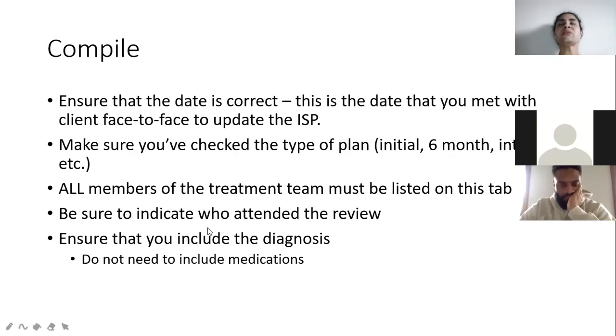Okay, so this is where I tend to see a lot of issues and where people get confused, which is the compiling part. You want to make sure that the date is correct, which is going to be in the upper left-hand corner. This is the date that you actually met to complete the treatment plan update with the client. It might not be the day that you're doing the treatment plan, but that's the day that you actually physically discussed it with them. You want to make sure that you've chosen what kind of plan it is, whether it's an initial, a 6-month update, an interim update, whatever.